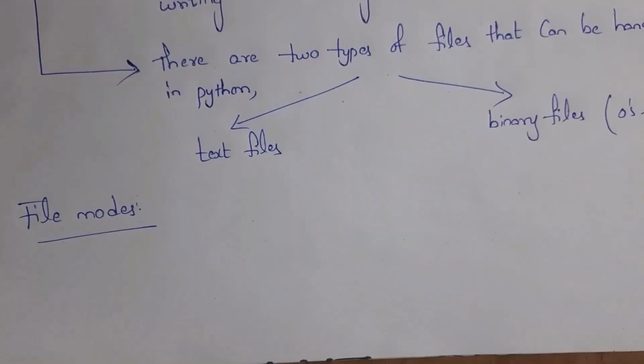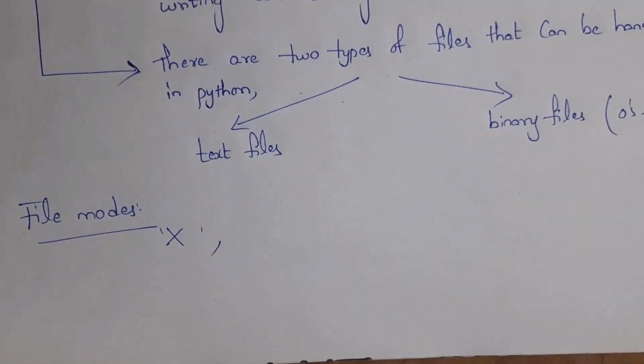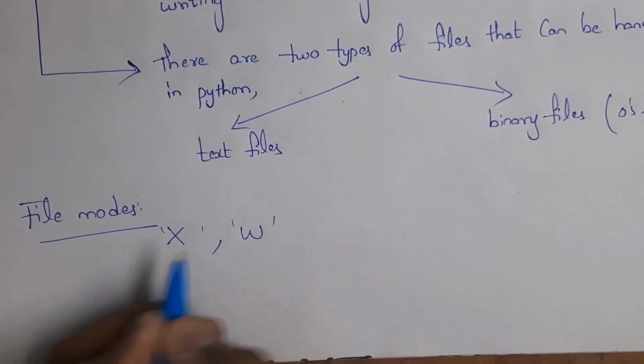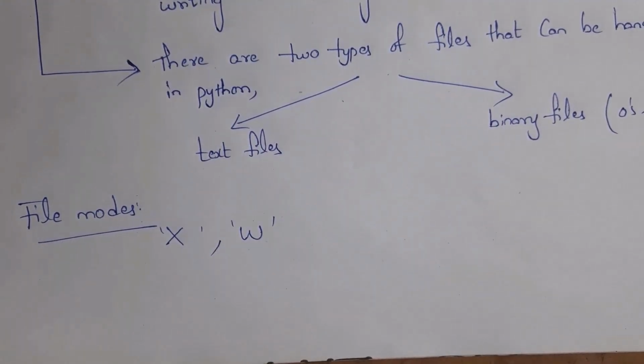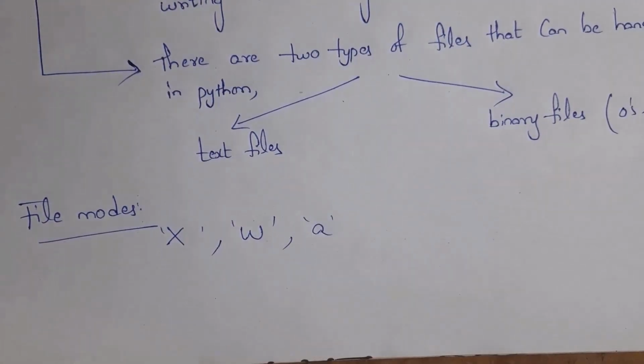Next, I will explain Python file modes. If you want to create a new file, then you need to use X mode. By using X mode, we can create a new file. If the file is already present in my system, then it will display an error. Next, I will explain the use of W mode. W stands for write. If you want to add any text into your file, then you need to use write mode. Next one is A, that is append mode. Already some data is present in my file and I want to add some more data at last. So in order to add some more data at last, you need to use append mode.